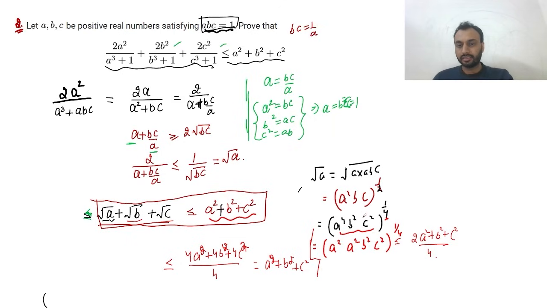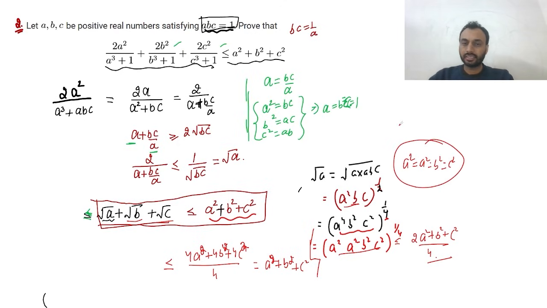And also you can see the equality that we have in case of this AM-GM is when a square is equal to b square is equal to c square. That we already have as a condition, right? When a, b, c are equal, so this is again satisfying the same condition, so this is true. So I hope this is clear.